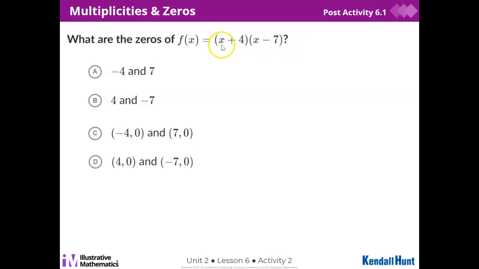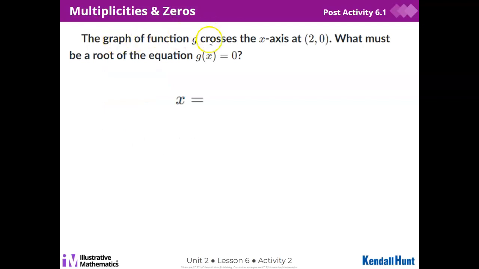Think about what the zeros of this function are. I'm going to tell you that the answer is not C or D, because C and D represent x-intercepts. So the answers are either going to be A or B, but keep in mind we have to solve each of these by setting them equal to 0 and solving for x. So we end up getting negative 4 and 7.